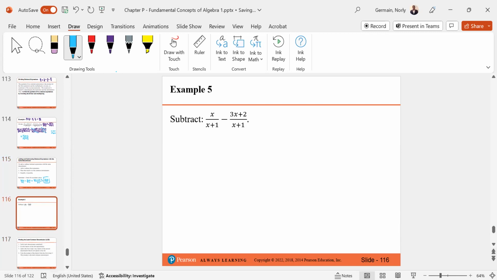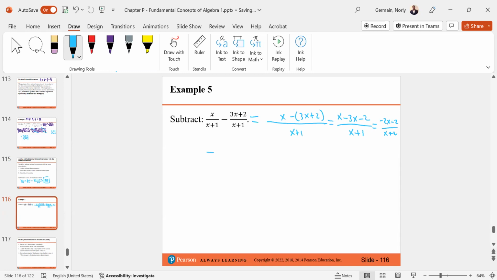Let's try this one. I took a random example, but we have the same denominator. First of all, keep it, x plus 1. So x minus (3x + 2). Why do I use parentheses? Because there is a negative. I need to distribute the negative, making sure the negative is not only for the 3x, but also for the 2. So x plus 1. When you simplify, you have negative 2x minus 2 over x plus 1.